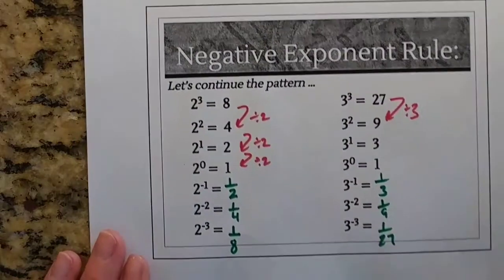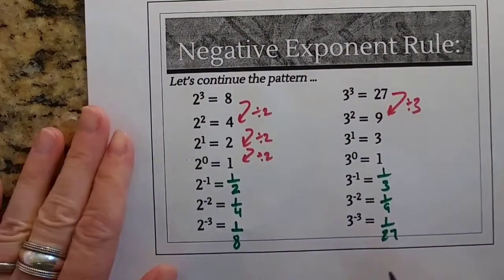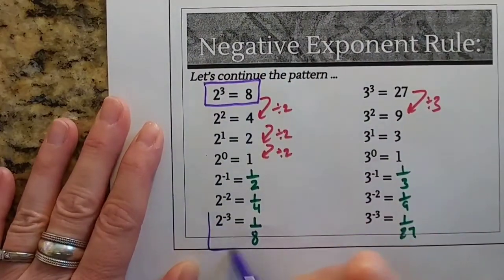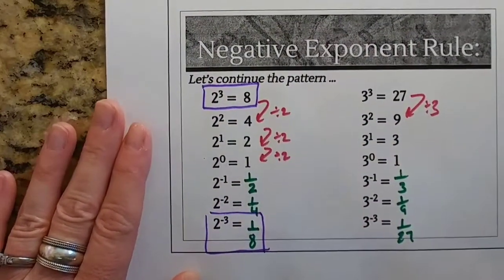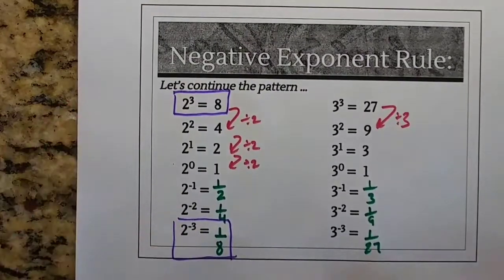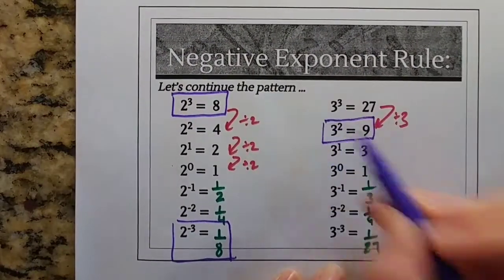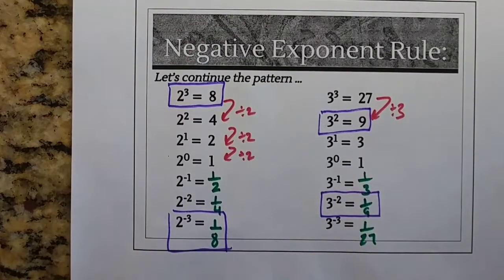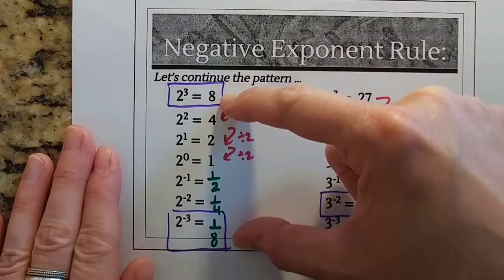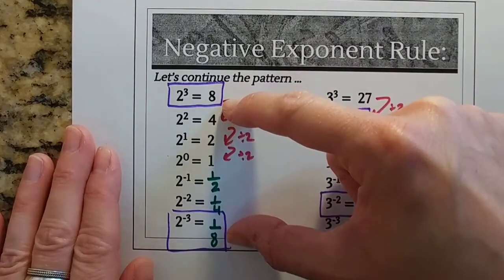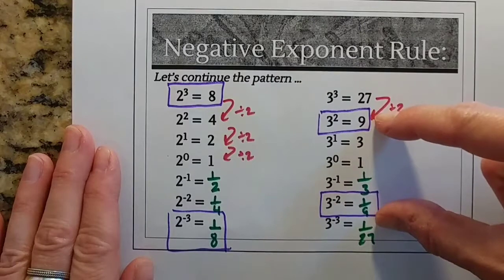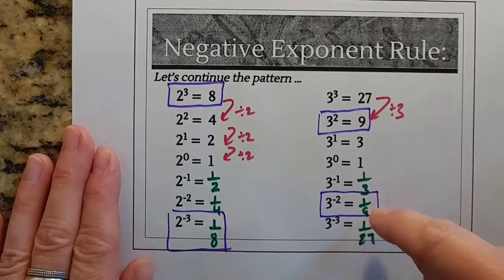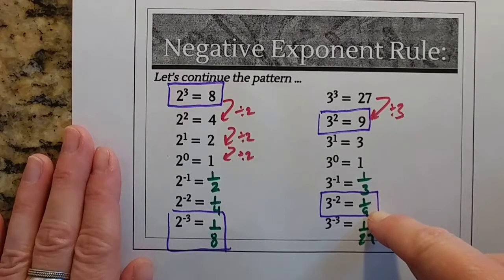All right, what I want you to focus on in this is, let's look at 2 to the third power is 8, and 2 to the negative third power is 1/8. Now look over here. 3 to the second power is 9, and 3 to the negative second power is 1 over 9. Do you notice anything about these two? They're reciprocals of each other, aren't they? Same thing here. 3 to the second power is 9 over 1, and 3 to the negative second power is 1 over 9. They're reciprocals.